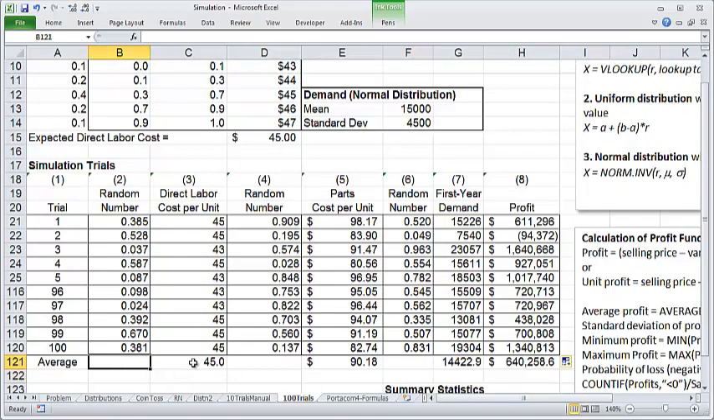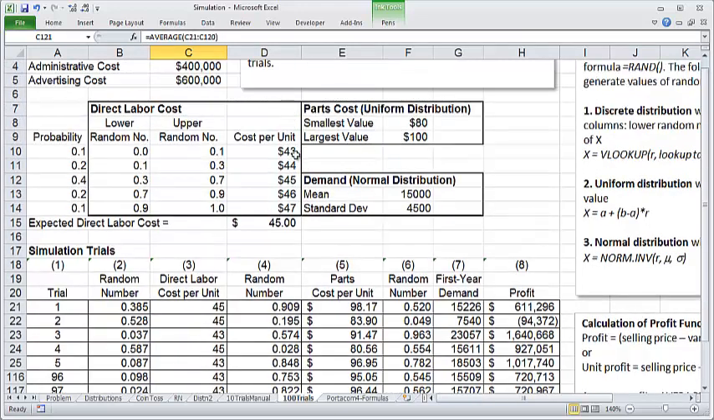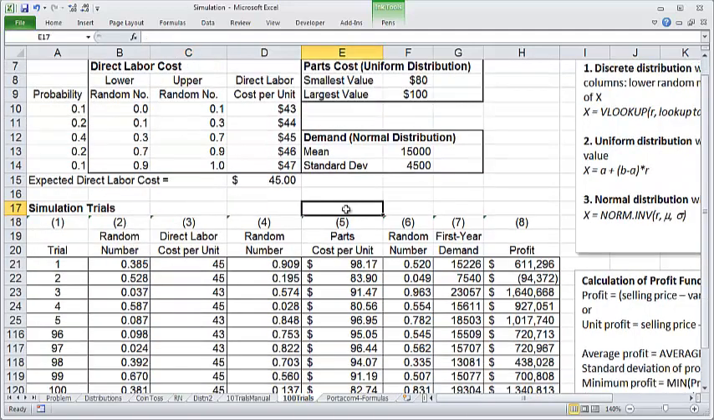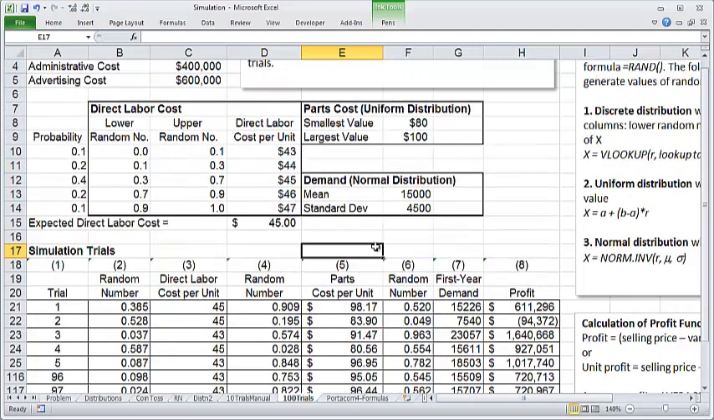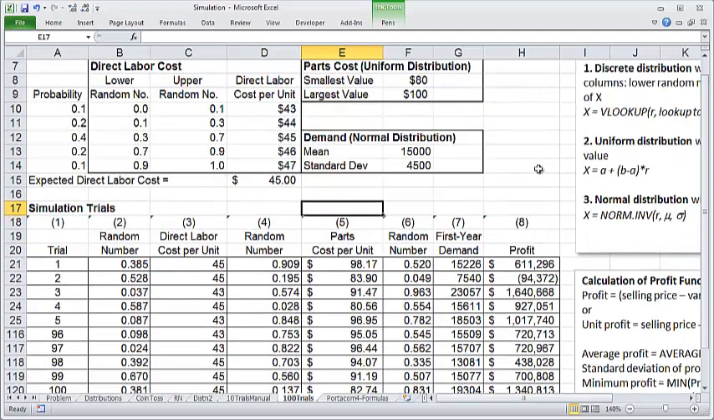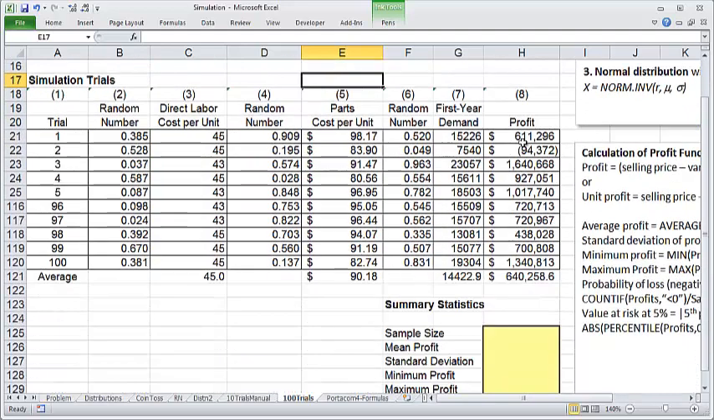Here I calculate the averages here just as a check. Now direct labor cost per unit, the average is $45. Now does that make sense? Yes, because 45 is the expected cost, which is the theoretical mean. Now the parts cost, the average is about $90, which makes sense because 90 is the average from the uniform distribution between 80 and 100. Normal distribution, the mean is 15,000, and the mean from the simulation is 14,000 something. That's close enough to 15,000.